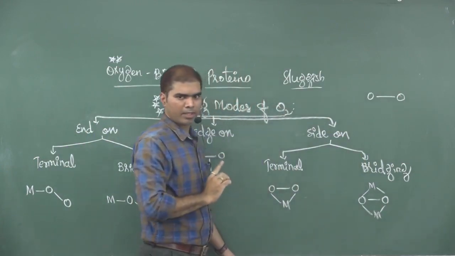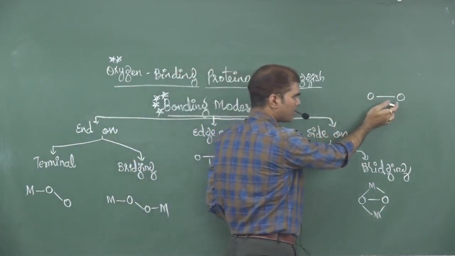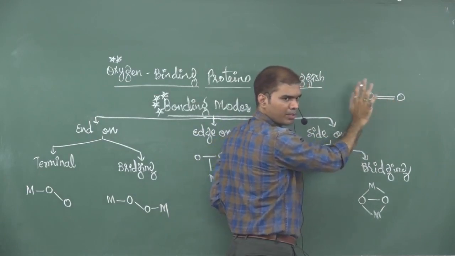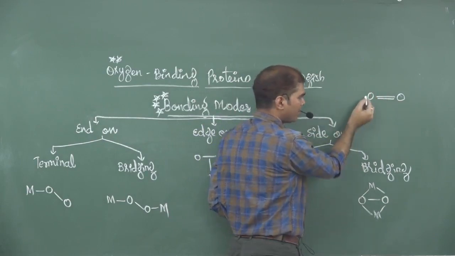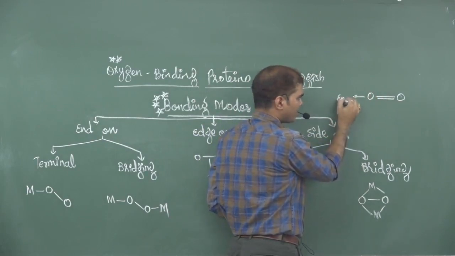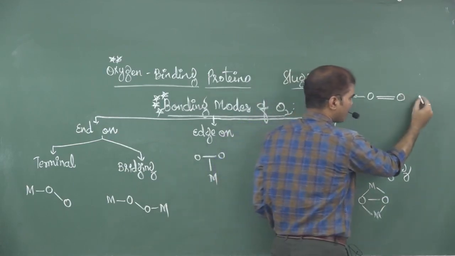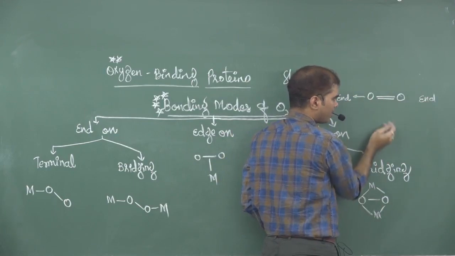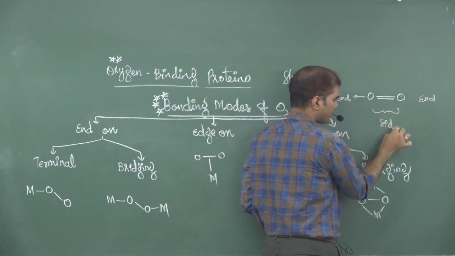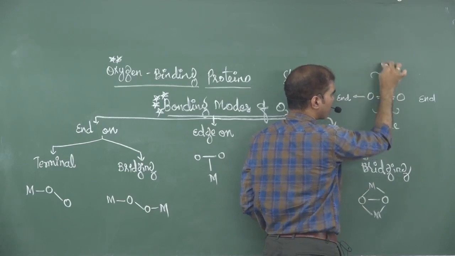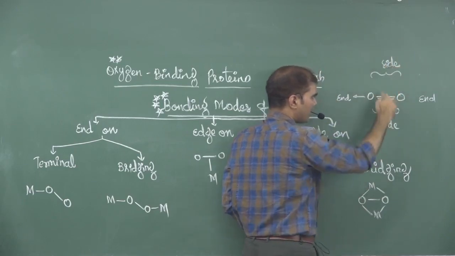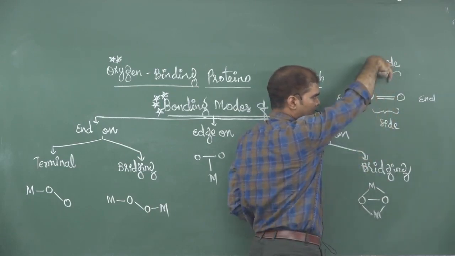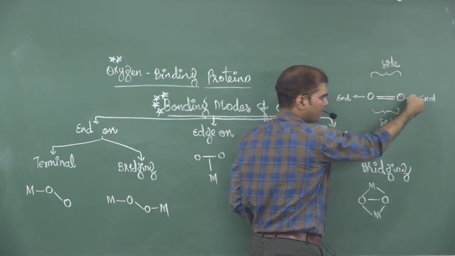Just a look and then you can write it. If I am drawing a simple dioxygen, every time I need not put a double bond, because as a ligand I am representing it as O bond O. You can understand every time I need not put a double bond. These ones are called an end. This is an end, this is an end. This one is called a side, this is another side. This is an edge, this is an edge. Side, side, edge, end, end.